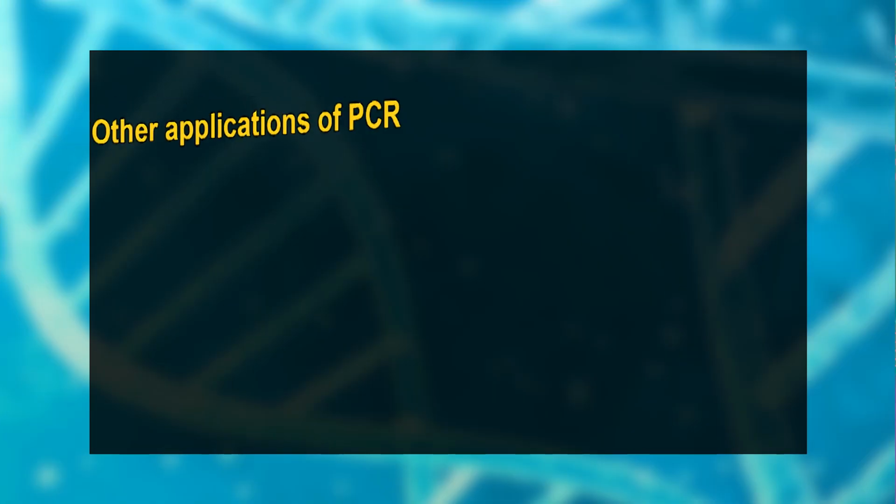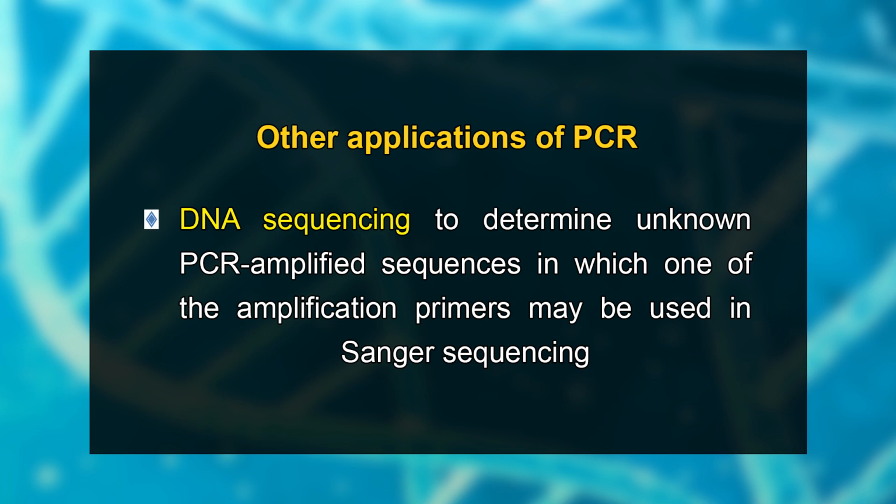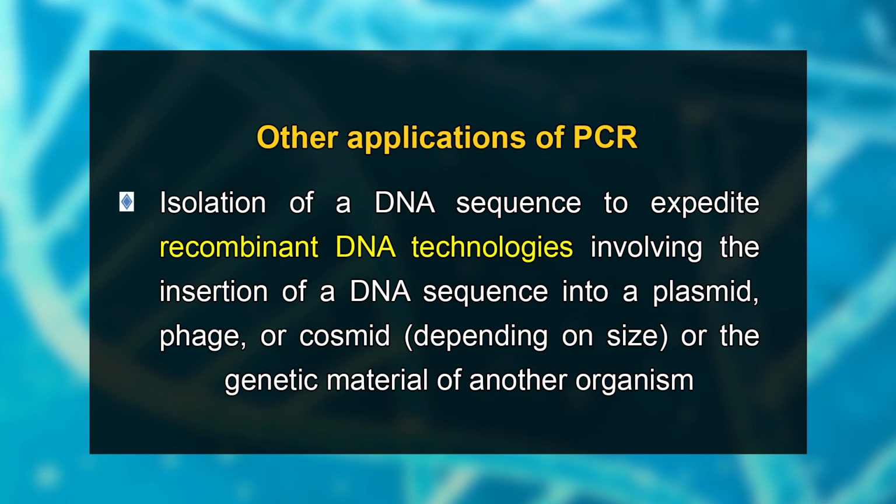PCR supplies these techniques with high amounts of pure DNA, enabling analysis of DNA samples even from very small amounts of starting material. Other applications of PCR include DNA sequencing to determine unknown PCR-amplified sequences, in which one of the amplification primers may be used in Sanger sequencing, and isolation of a DNA sequence to expedite recombinant DNA technologies involving the insertion of a DNA sequence into a plasmid, phage, or cosmid depending on size, or the genetic material of another organism.